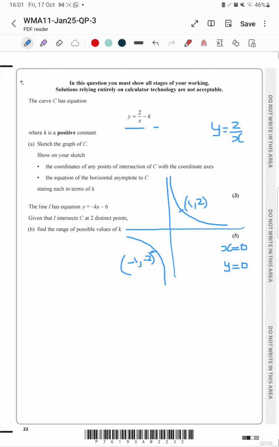But now they said there is a transformation. This is f of x minus k, and k is positive, like k is 1, 2, 3. So that means our graph has moved down because it is minus k. So it has moved down.